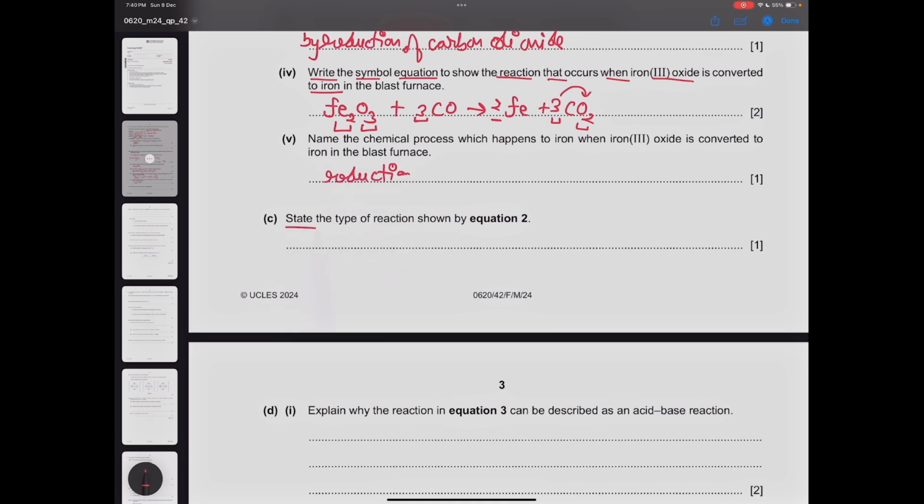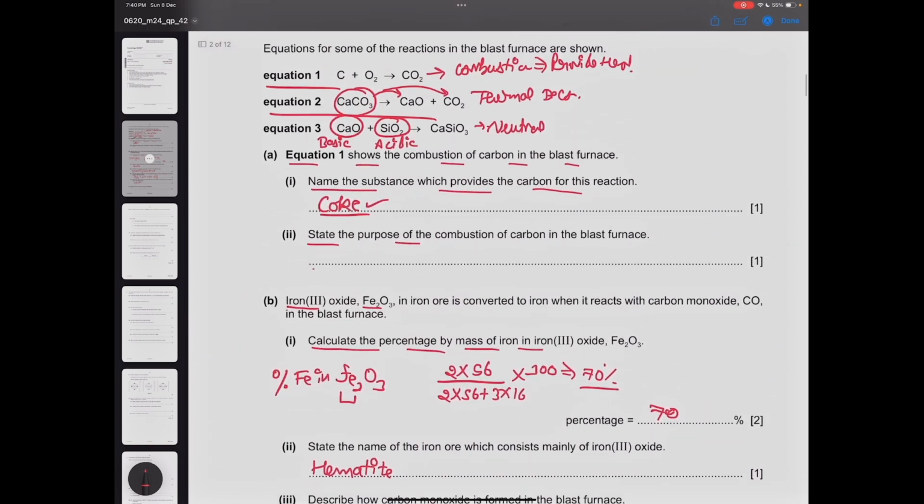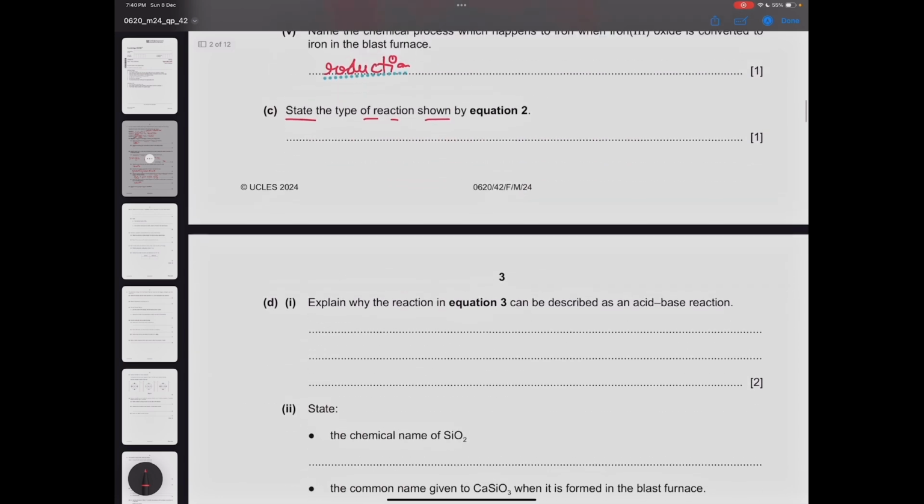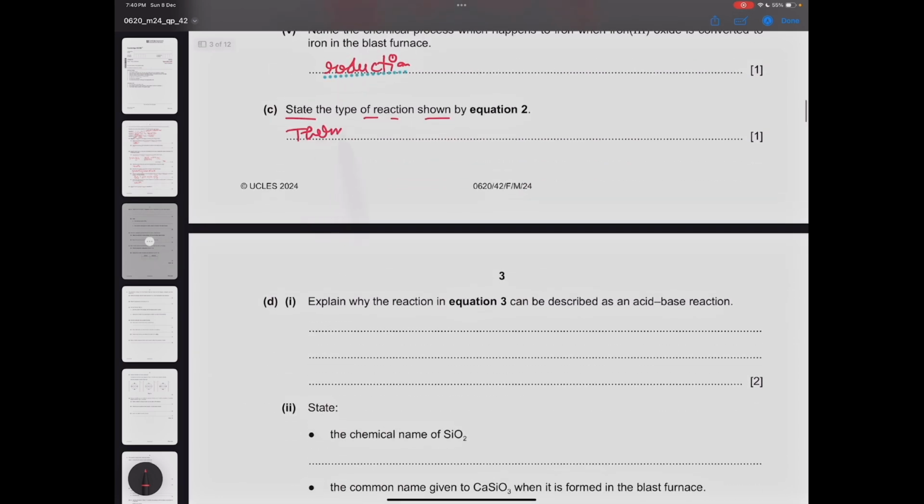State the type of reaction shown by equation 2. Which one is equation 2? Oh, equation 2 is this one. So this is thermal decomposition. So you just need to mention thermal decomposition.